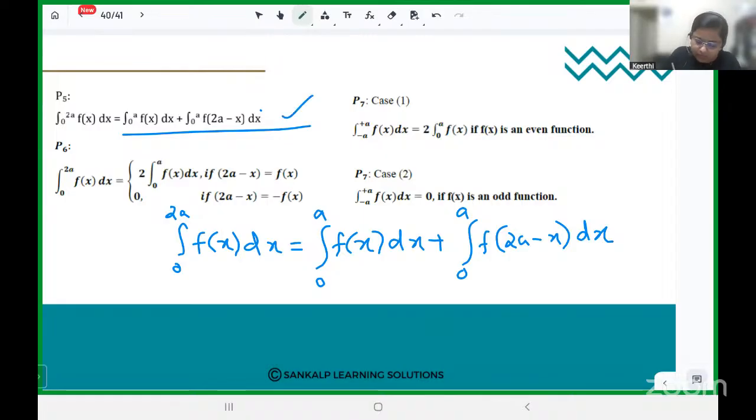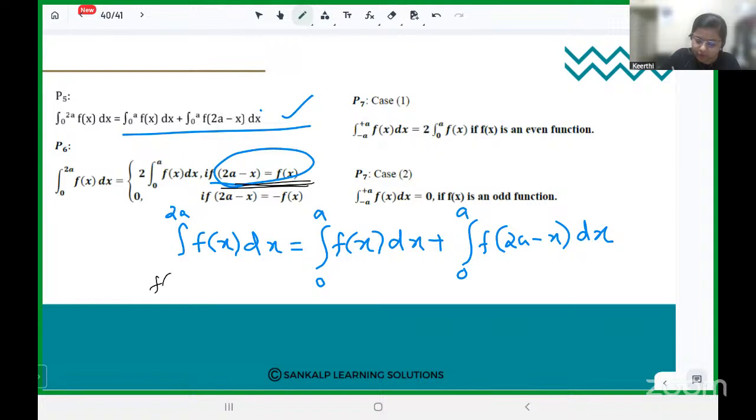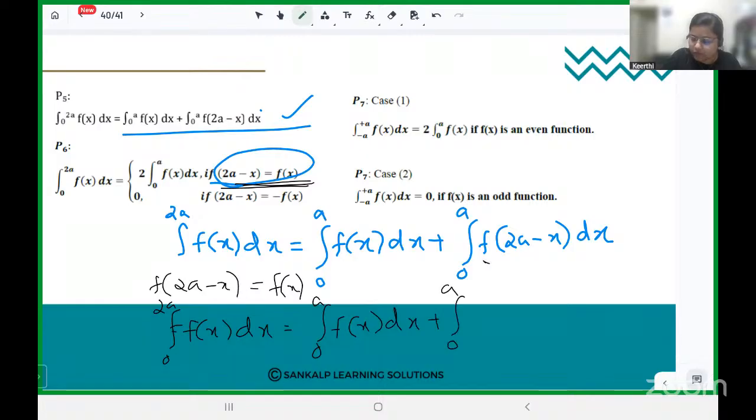Here you see the second property, that is integral 0 to 2a. Now if you choose f of 2a minus x is f of x. Okay, the first part, if you choose f of 2a minus x is equal to f of x. Now what happens? Integral 0 to 2a f of x dx is equal to integral 0 to a f of x dx plus integral 0 to a, here f of 2a minus x, we have chosen it as f of x, right? So this becomes f of x dx, right?